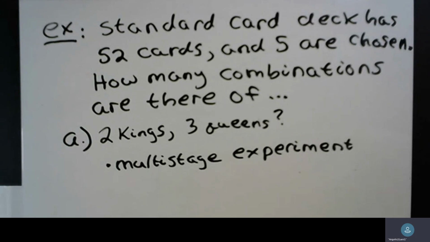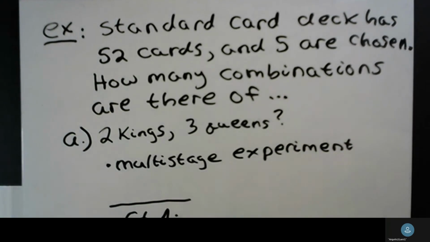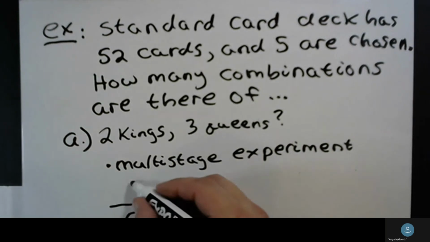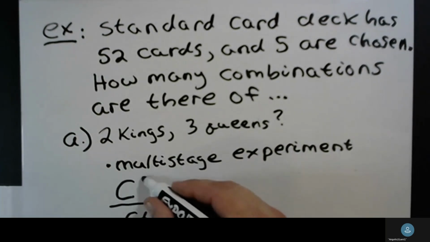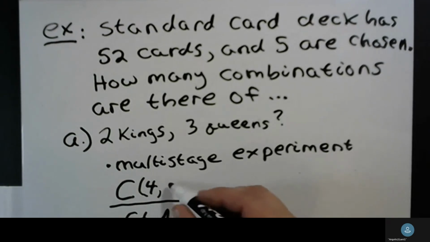No problem. So the first stage, so stage 1, we need 2 kings. Now in a deck of cards, there's a total of 4 kings. And again, the order doesn't matter.